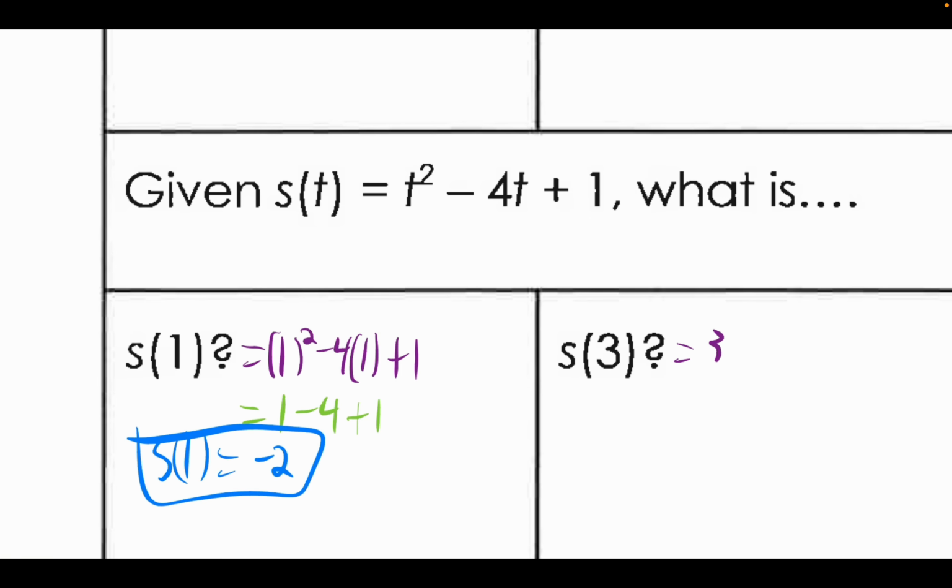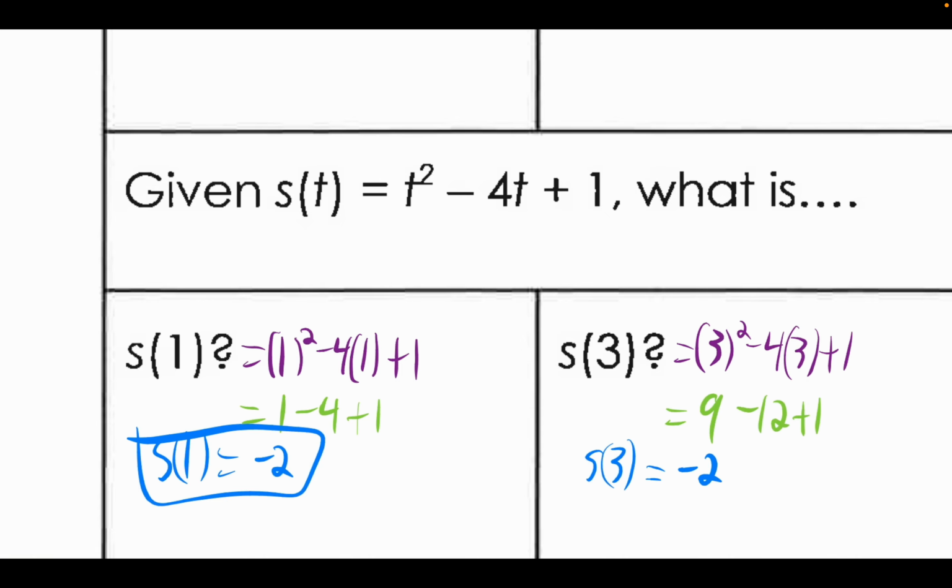S of 3 is 3 squared minus 4 times 3 plus 1. So that's 9 minus 12 plus 1, which would be negative 2 again.